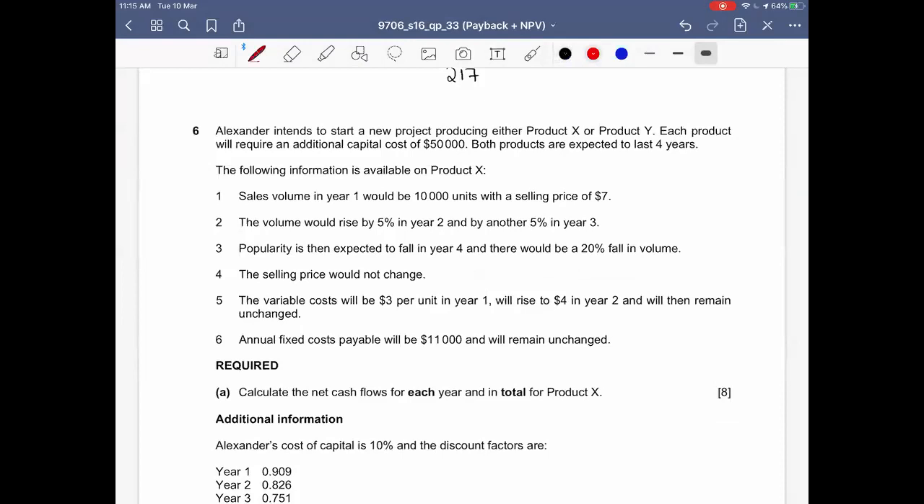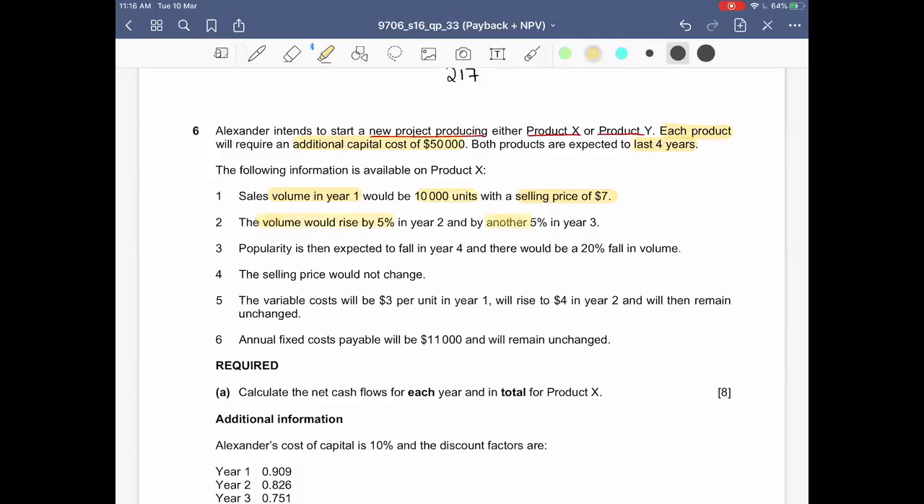Alexander intends to start a new project producing either product X or product Y. Each product will require an additional capital of 50,000. Both projects are expected to last 4 years. The following information is available on product X. The volume in year 1 will be 10,000 units at a selling price of $7. The volume will increase by 5% in year 2 and another 5% in year 3.